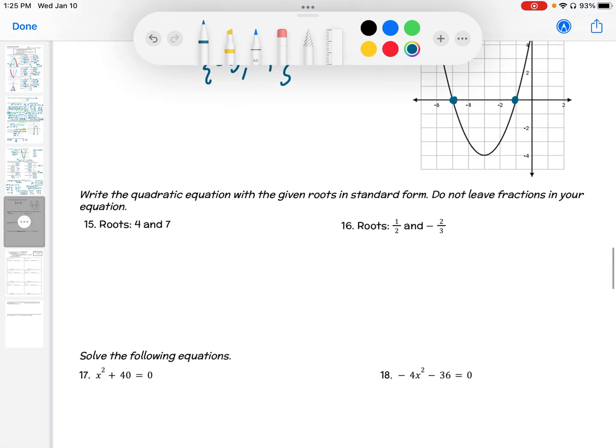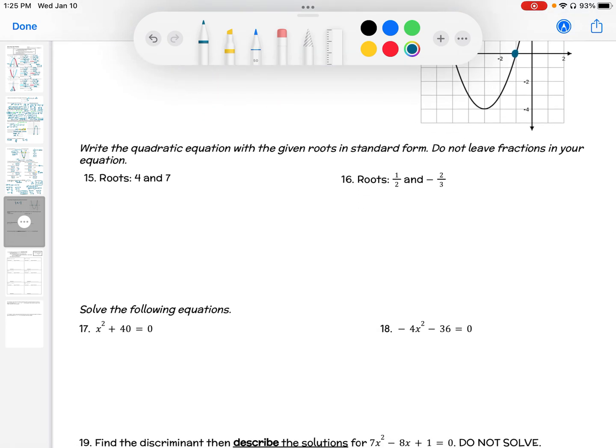All right, we've done quite a few of the next two, so like 15 and 16. So I'm going to go kind of quick through the foiling part, but the setting up part is kind of the most important part. So when you're given your two roots, remember first thing we want to do in order to write it in standard form is to first write it in factored form. So if we have positive 4 and positive 7, we're going to switch those signs. So they're not going to be positive anymore, they're going to be negative.